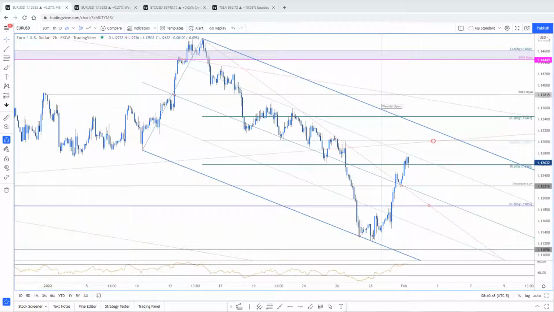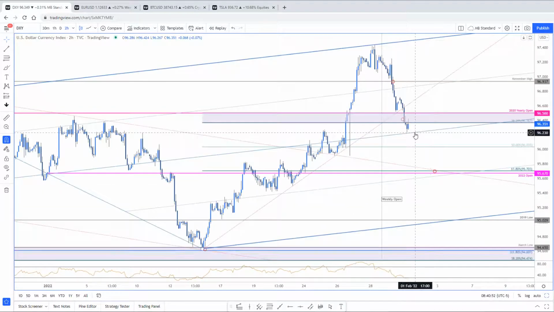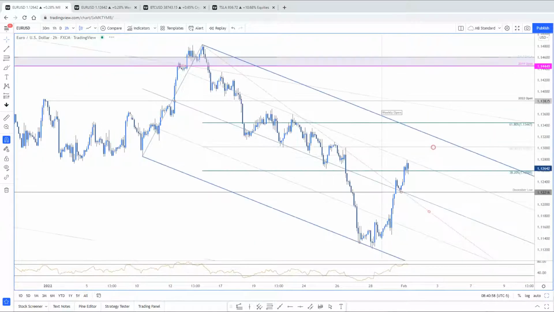We just covered DXY. Here's Euro. Same thing on the DXY, right? The downside maybe has got a little bit more to go, but we're essentially looking for some downside exhaustion over the next couple of days. All right, that's 1 and 2.